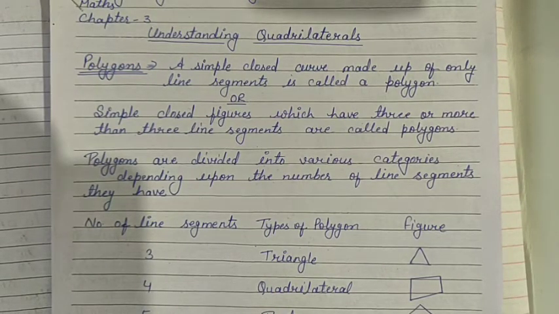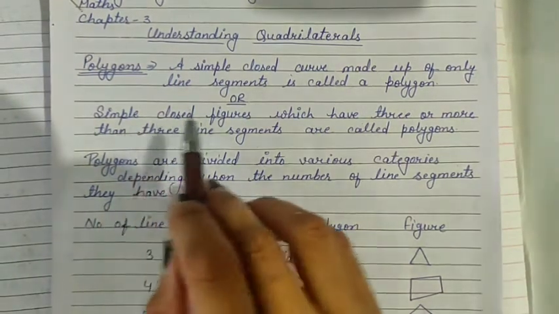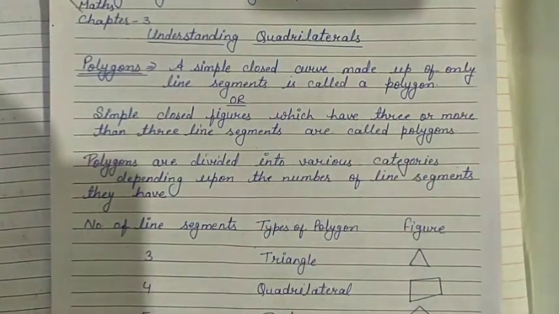Since you know that triangles, rectangles, squares, pentagons, these are types of polygon. So simple closed figures which have 3 or more than 3 line segments are called polygons.